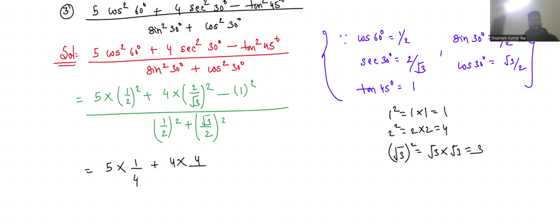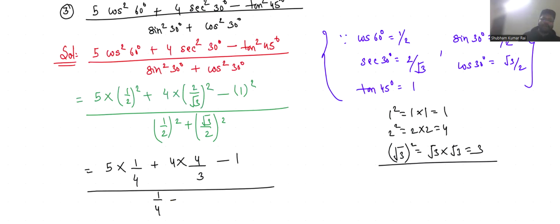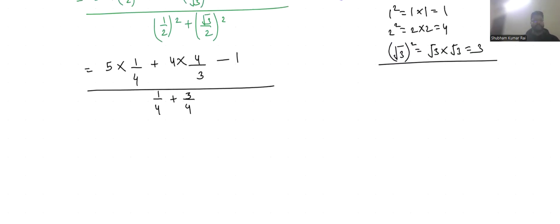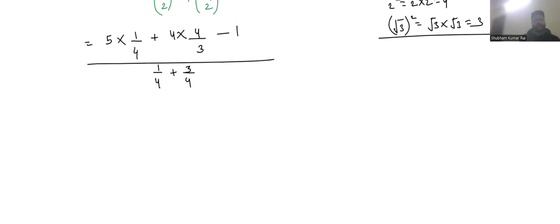So it will be like this, minus 1. 1 square is 1, right? And 1 upon 2, it will be 1 upon 4 plus 3 upon 4. Now, let us solve it further. As we move further, it will be 5 upon 4.